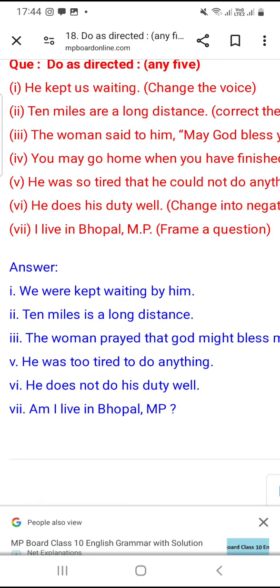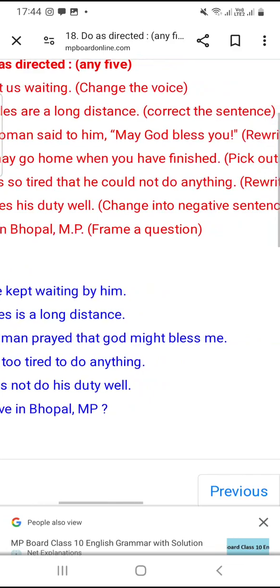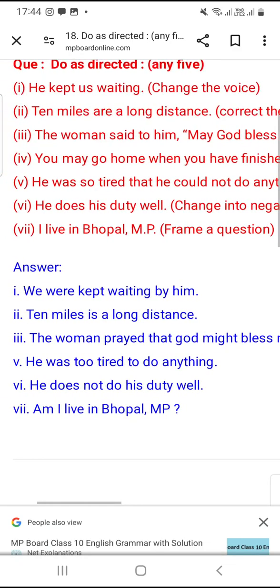Now next one: He does his duty well, change into negative. Now, "does not" is used as a helping verb. So he does not, and you just have to add the main verb do again. He does not do his duty well. Does not is used as an auxiliary or helping verb.